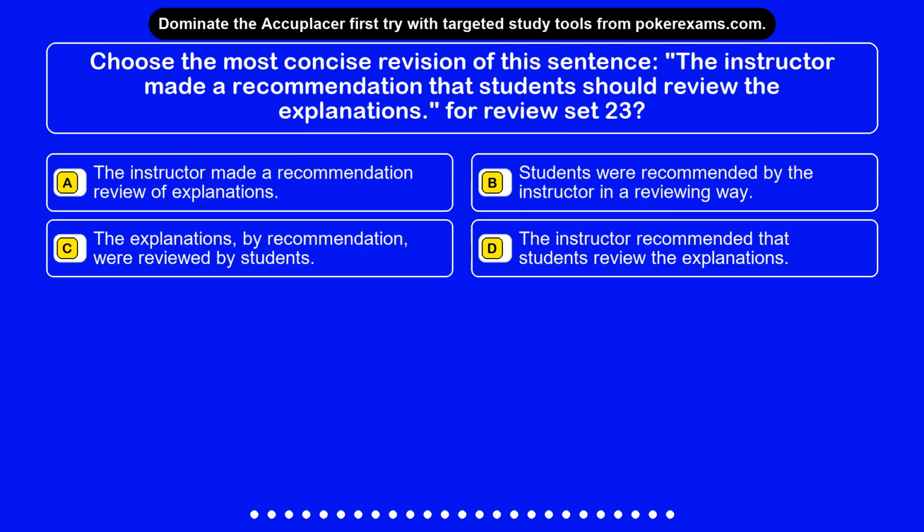Question 22. Choose the most concise revision of this sentence. The instructor made a recommendation that students should review the explanations. For review set 23. Option A. The instructor made a recommendation review of explanations. Option B. Students were recommended by the instructor in a reviewing way. Option C. The explanations, by recommendation, were reviewed by students. Option D. The instructor recommended that students review the explanations.